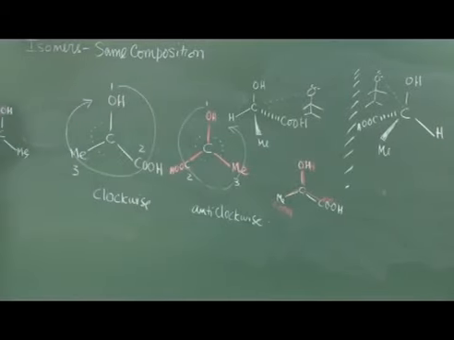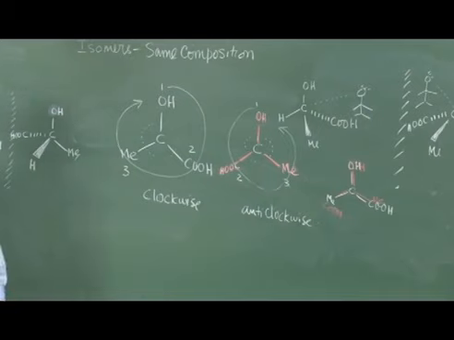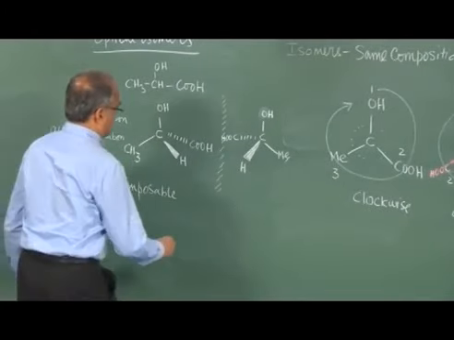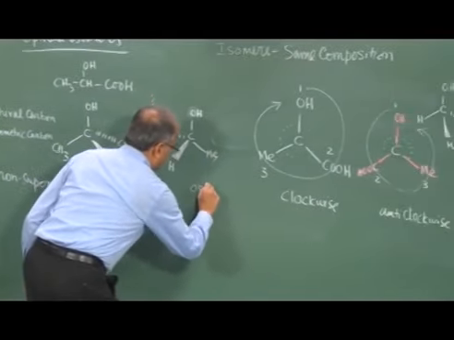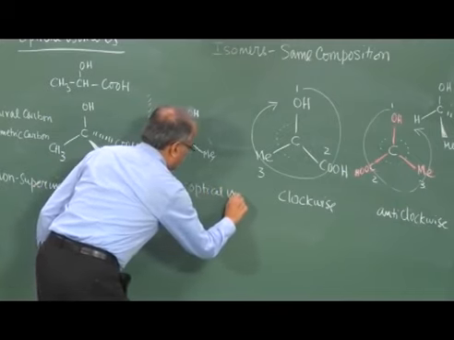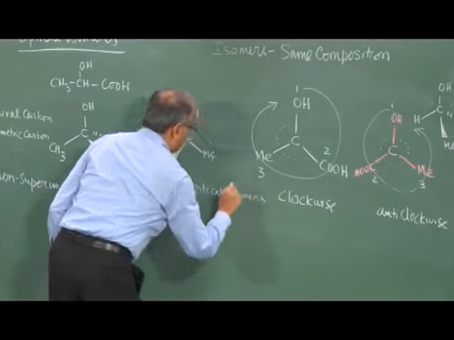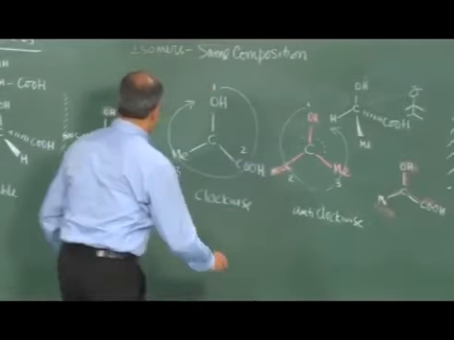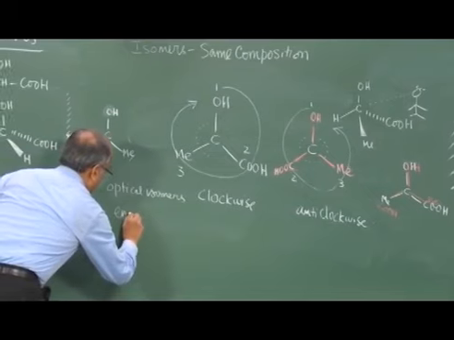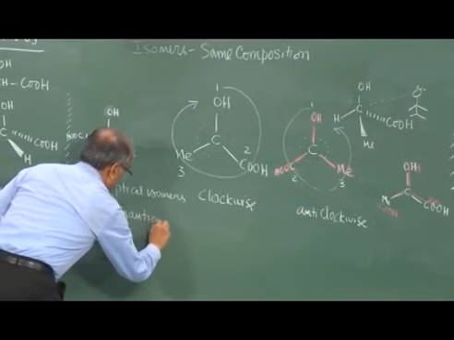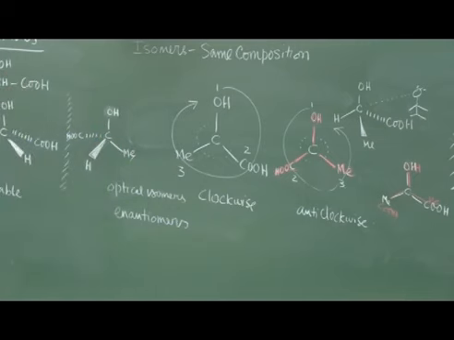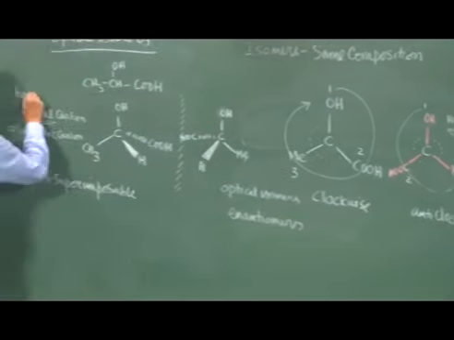When you have an asymmetric carbon, a carbon which is devoid of any kind of a symmetry element, such isomers are known as optical isomers. The non-superimposable structures, these two isomers are also known as enantiomers. The term chiral essentially means handedness.